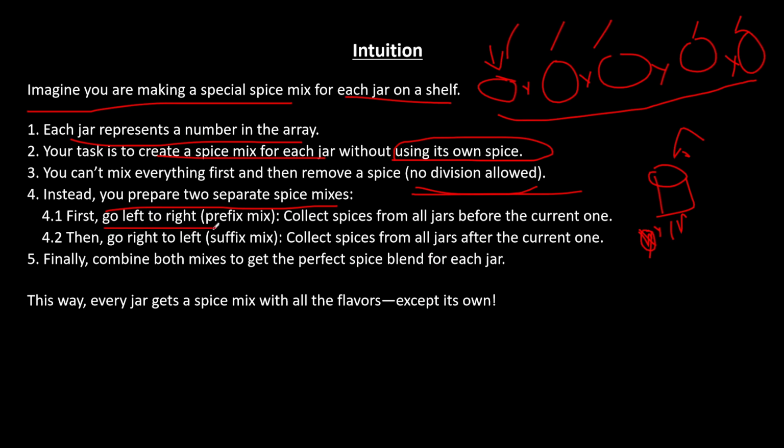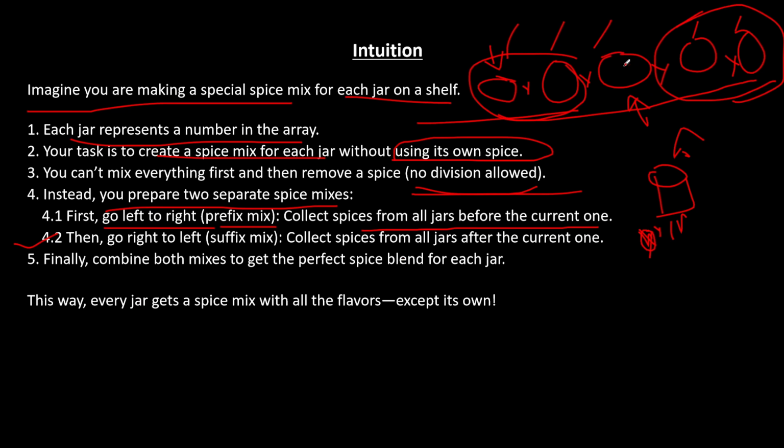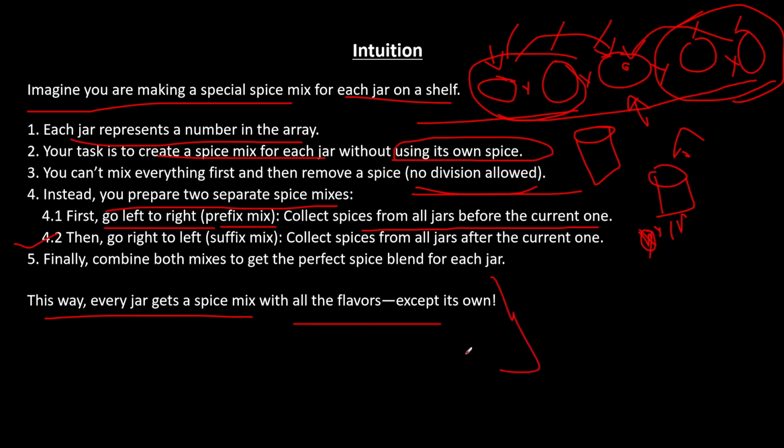One will go from left to right, prefix mix we can call it, and collect spices from all jars before the current one, right? So if you're standing here, we will go from left to right, and we will collect all the mix of the spices here. Then from right to left, we will come to the second point and create the mix of all the jars here, right? Finally, in this jar, excluding the spice of this one, we will put those spices and these spices here, and in that jar we will have the final output of the mix of all the spices except itself, right? This way every jar gets a spice mix with all flavors except its own, right? I hope you understand the intuition of the problem.